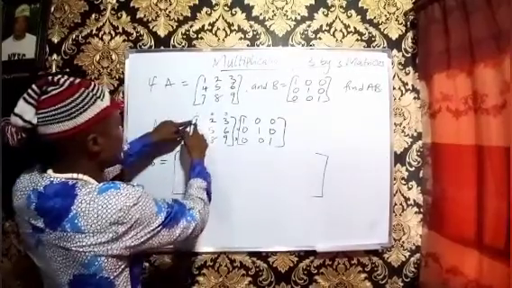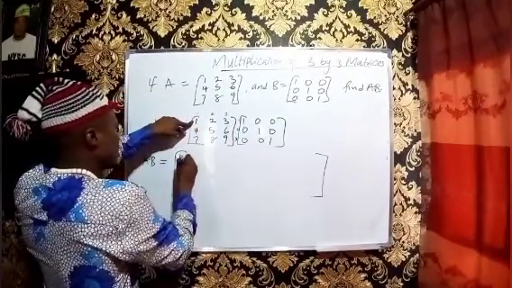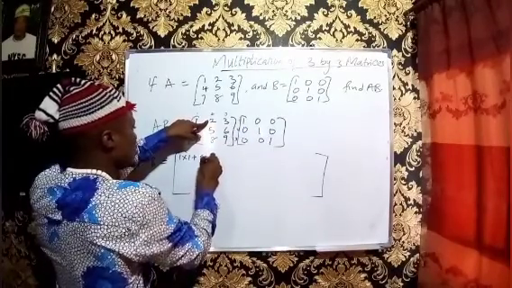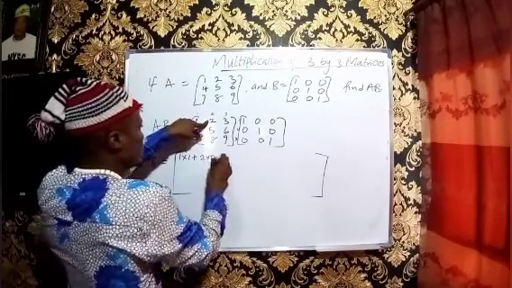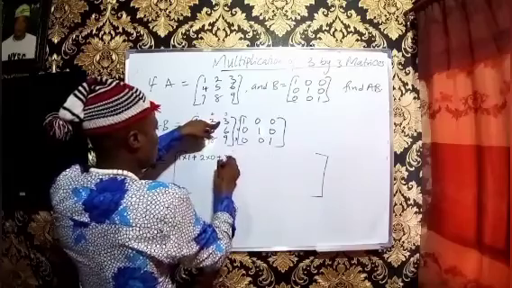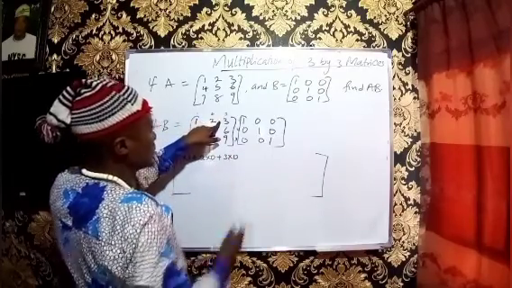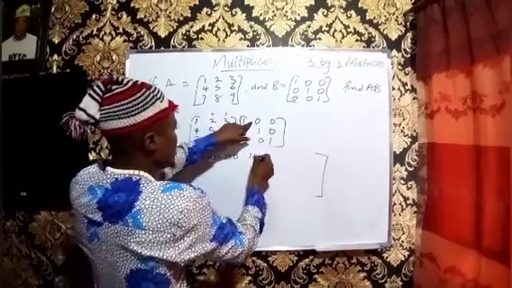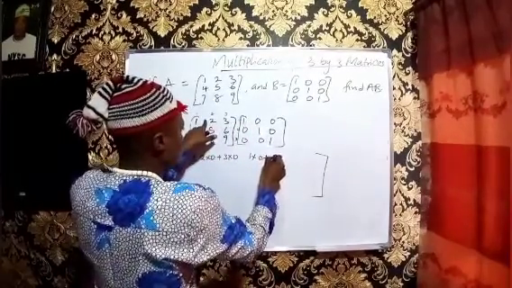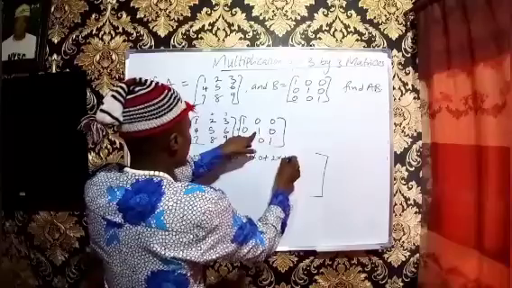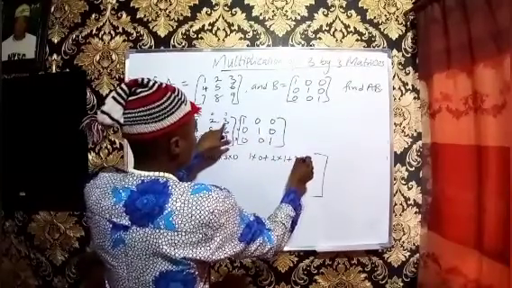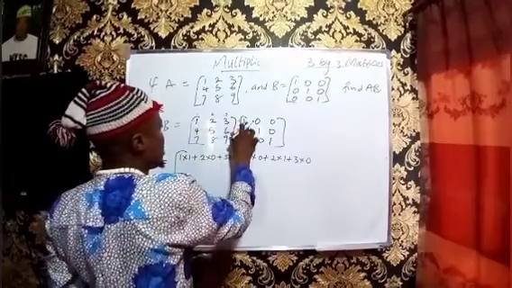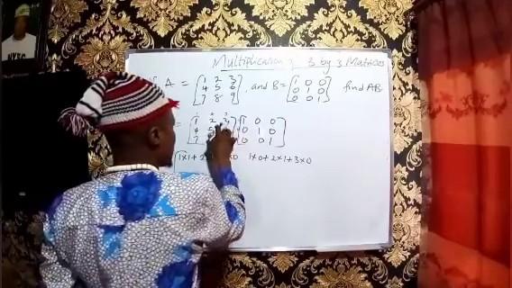So we have first times first, 1 times 1 plus second times second, 2 times 0, okay, plus third times third, 3 times 0. You give a space, do the same thing here. You have 1 times 0 plus 2 times 1 plus 3 times 0, okay? So it's first times first plus second times second plus third times third.